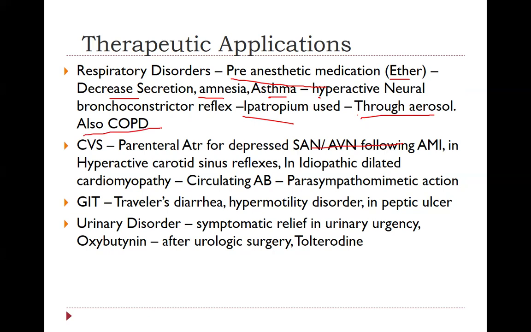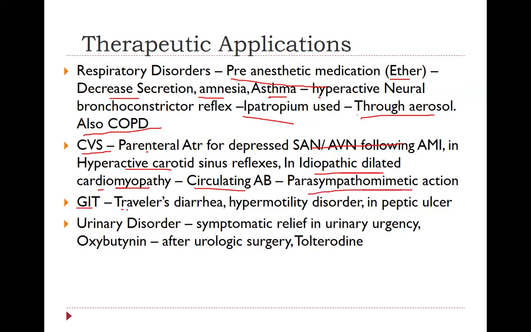It is also used in chronic obstructive pulmonary disease. In the cardiovascular disorder, this particular drug could be used for depressed sinoatrial node or AV node following acute myocardial infarction, and in hyperactive carotid sinus reflex. It could also be used in idiopathic dilated cardiomyopathy, where we have circulating antibodies and parasympathomimetic action.